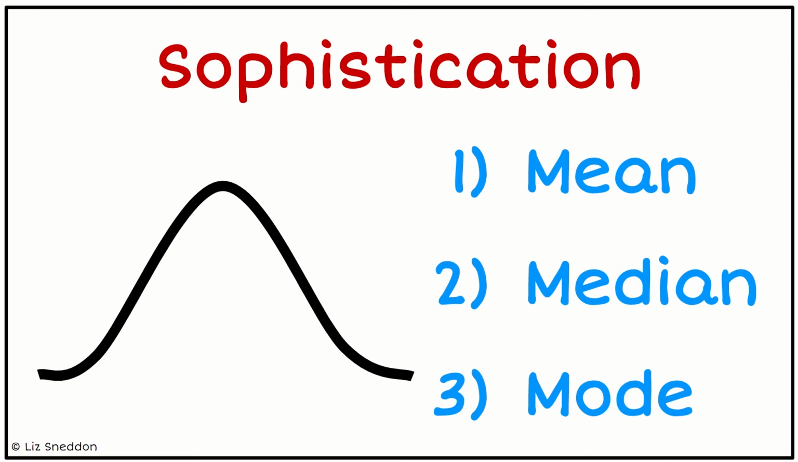So in terms of complication and sophistication, the mean is the most sophisticated or complicated measurement, the median second, and the mode the third. We prefer to use the most sophisticated measure we have available, but we do have certain conditions that we need to think about.